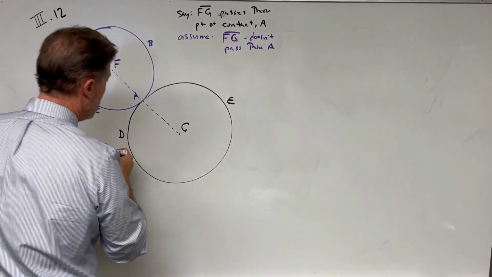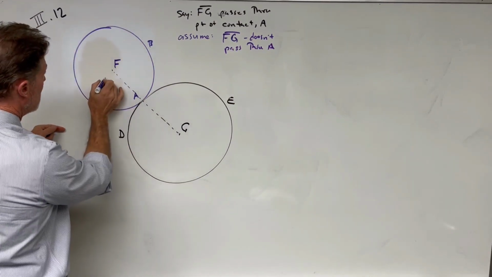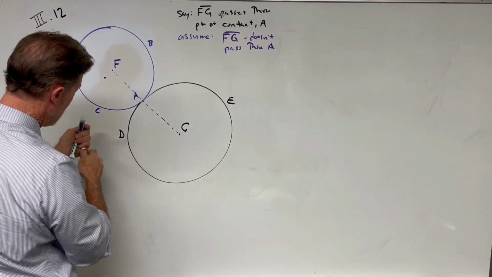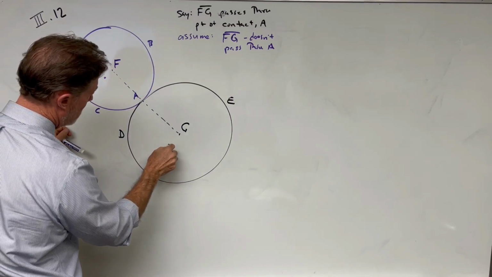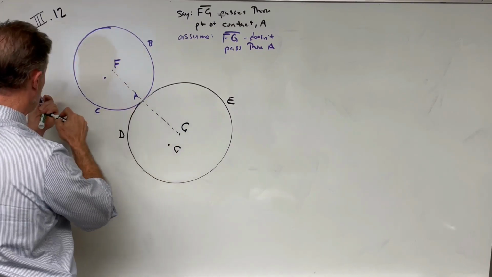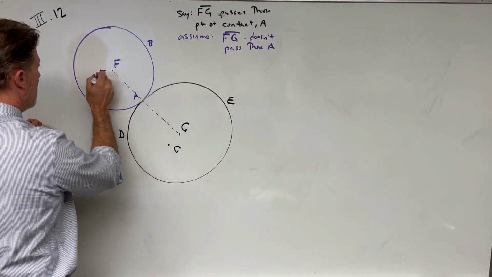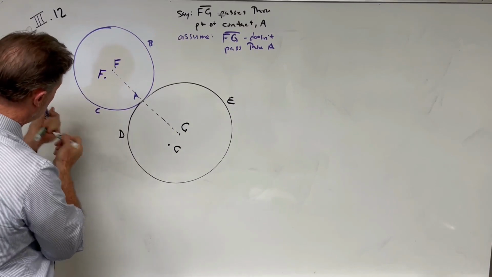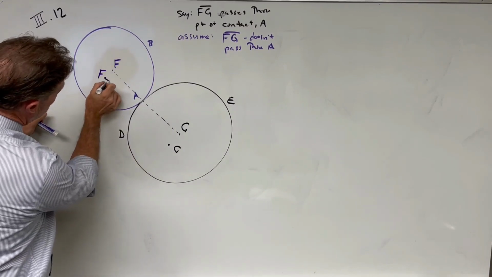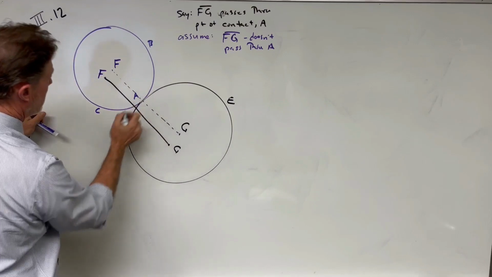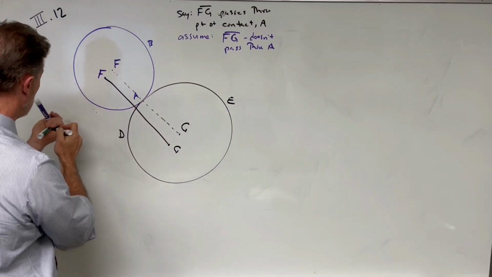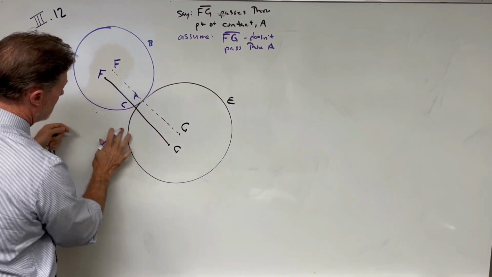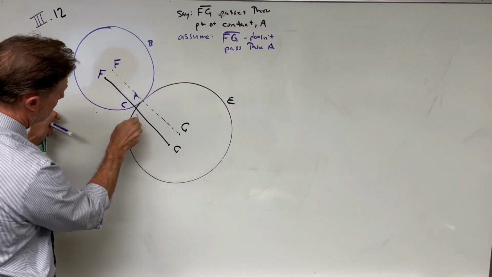So if it were possible, let's redraw F and G. We're just going to have to relocate F down to here. We'll relocate G down to here. So this is our new G, here's our new F. And now when we connect F and G, you can see that it doesn't pass through the point of contact. It passes through C. We'll make this point C, and we'll bring D over here just to keep everything nice and clean.